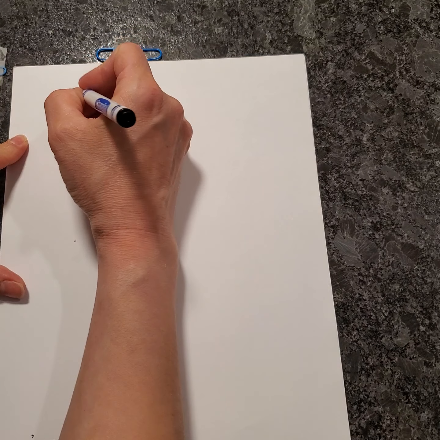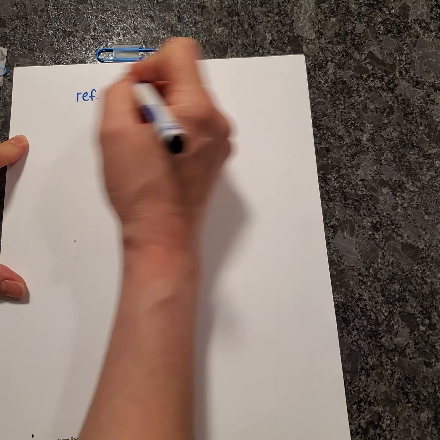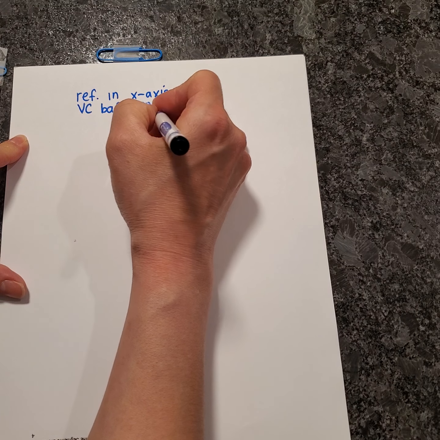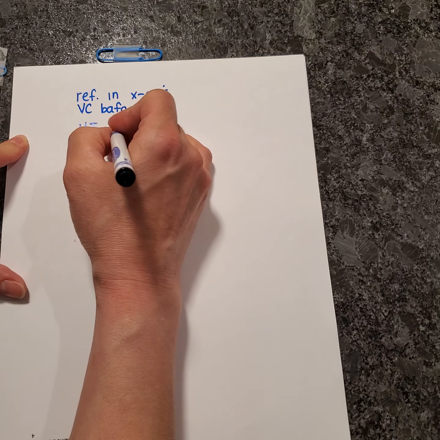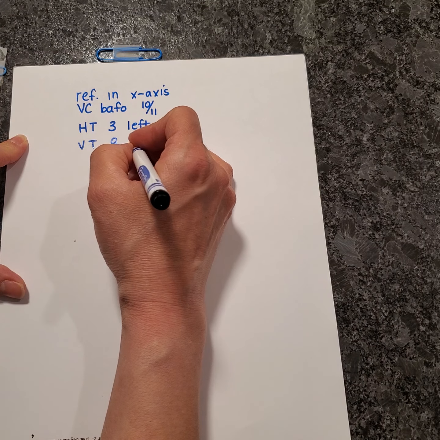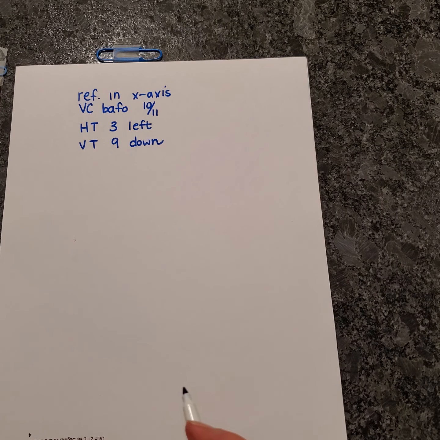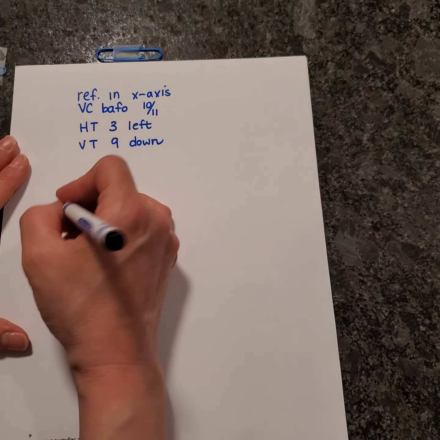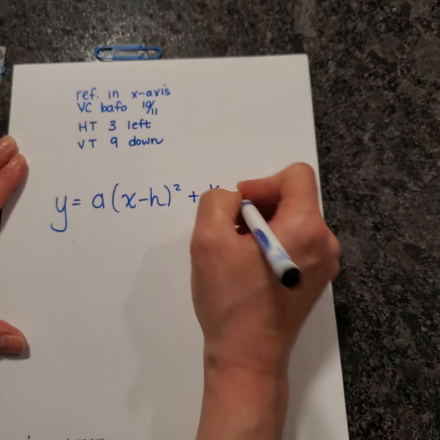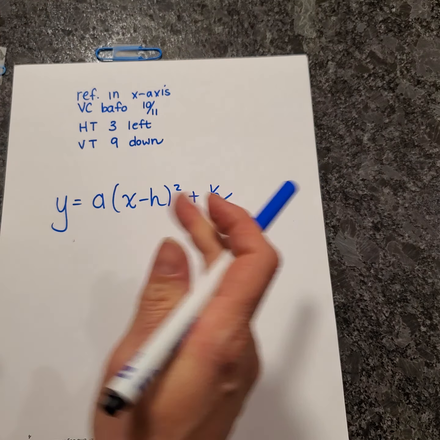Let's say I said there had been a reflection in the x-axis, a vertical compression by a factor of 10/11, a horizontal translation 3 units to the left, and a vertical translation 9 units down. Okay, so now we're kind of going backwards. I'm giving you the transformations and you give me the equation. So this is the vertex form of a quadratic relation. Now we just have to make sure we fill these in the appropriate places.